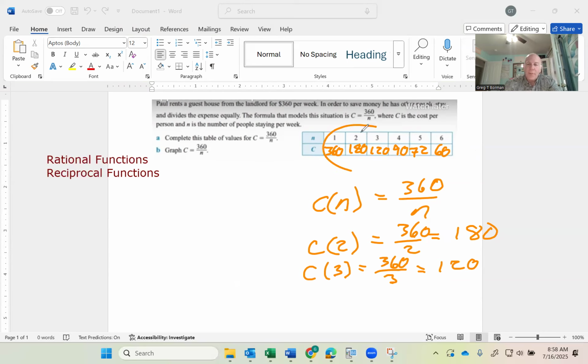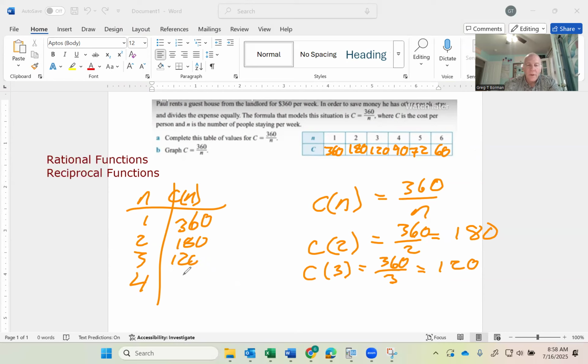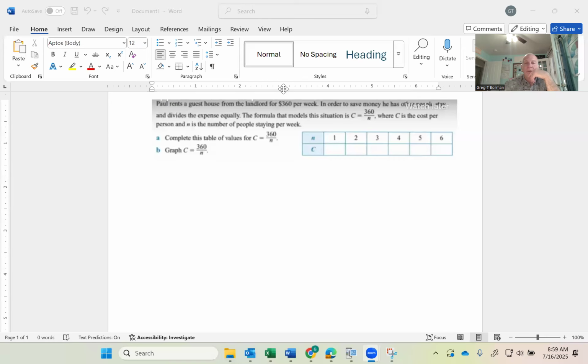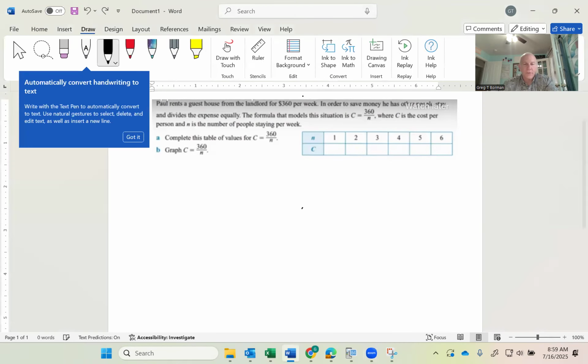So we can make an input output table. And I know that often the input output table is vertical, but it doesn't matter, obviously, if it's vertical or horizontal. Okay. So let's clear that out. Okay, so now let's talk about the asymptotes.